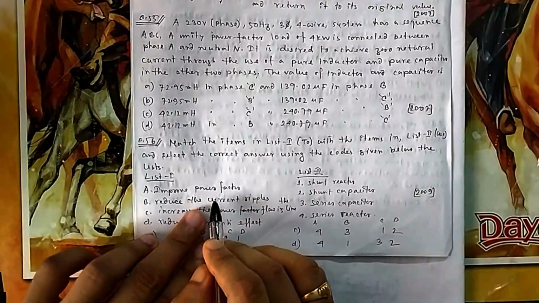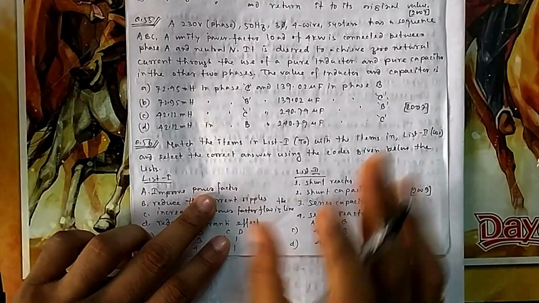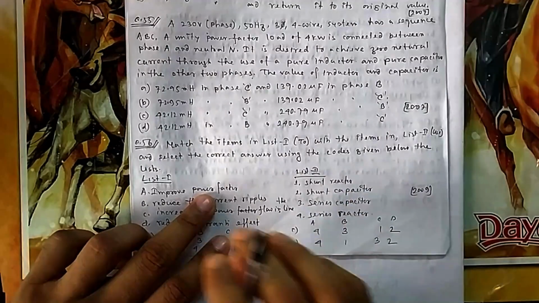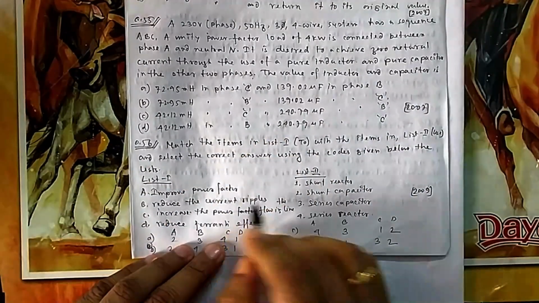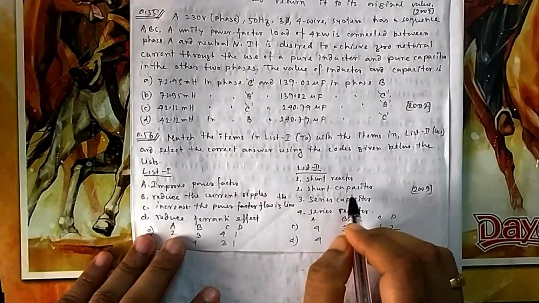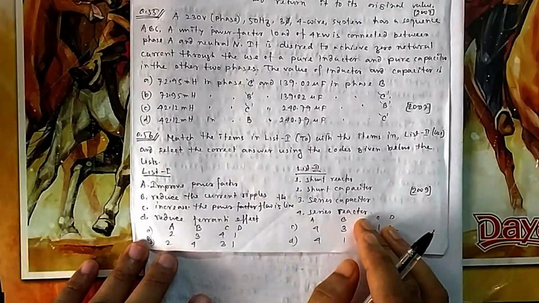So if you see improve power factor, what do we do to improve power factor? We connect a shunt capacitor so that it gives the reactive power backup, so that reactive power from the system doesn't come. That capacitor supplies that reactive power, shunt capacitor. So A will be with 2, which means C and D are already gone.